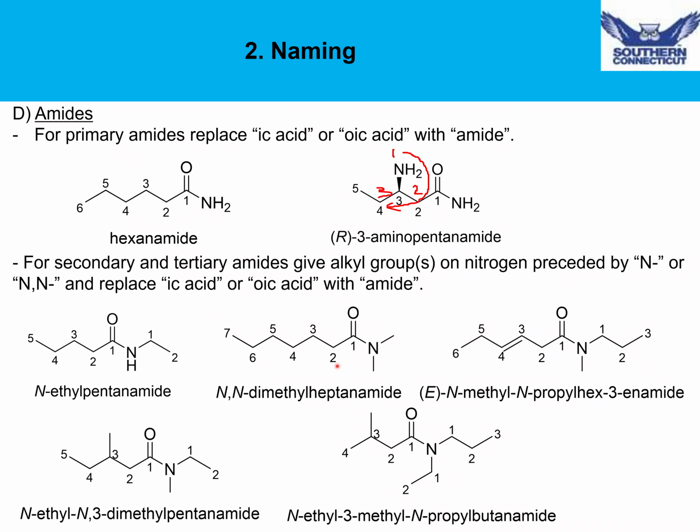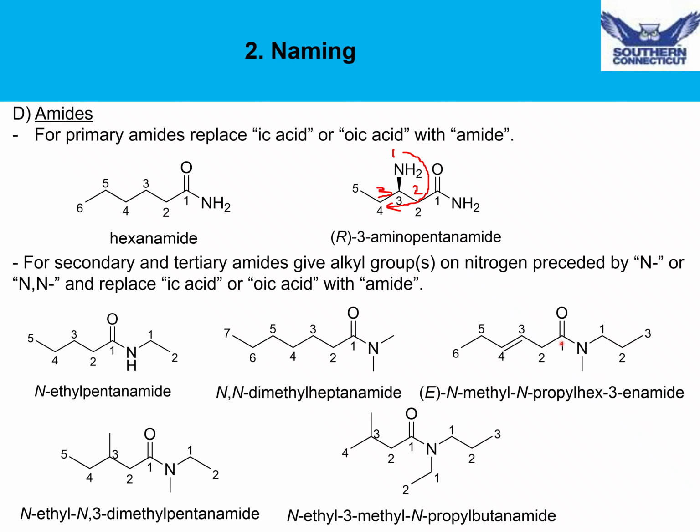With the next example, we have 2 methyl groups on the nitrogen, so those substituents are added to the name as N,N-dimethyl, and then we have 7 carbons in the parent chain, so it's heptanamide. In the next example, we have 2 different alkyl groups, a propyl group and a methyl group. Just like any other substituent, we want to alphabetize these substituents. So methyl goes first. So N-methyl, N-propyl goes in front of the parent name.